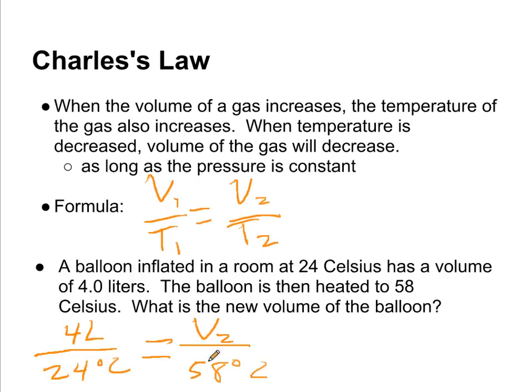So once you do your algebra and solve this, you can cross multiply, or the way I would do it, you just do 4 divided by 24, then multiply by 58. It all works out the same, but V2 is going to be equal to 9.67 liters. That's Charles' Law. Also easy.